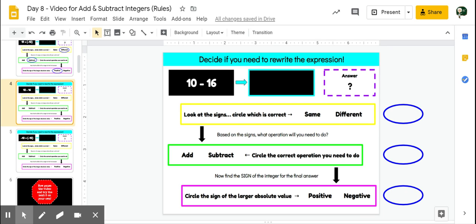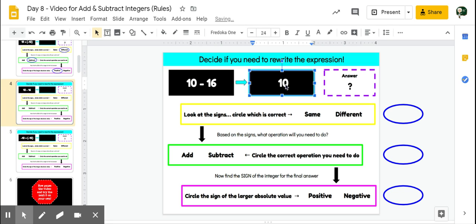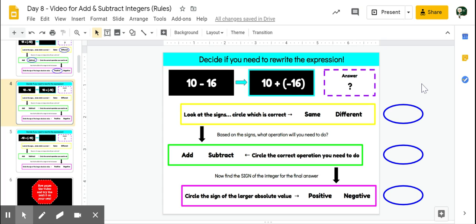So again, this is a subtraction problem, so I do need to rewrite that. I want to rewrite that as an addition problem. So my addition problem is going to be 10 plus, and because I changed that subtraction to addition, that means I need to change my 16 to a negative 16. So as I rewrite that problem, it becomes 10 plus a negative 16.